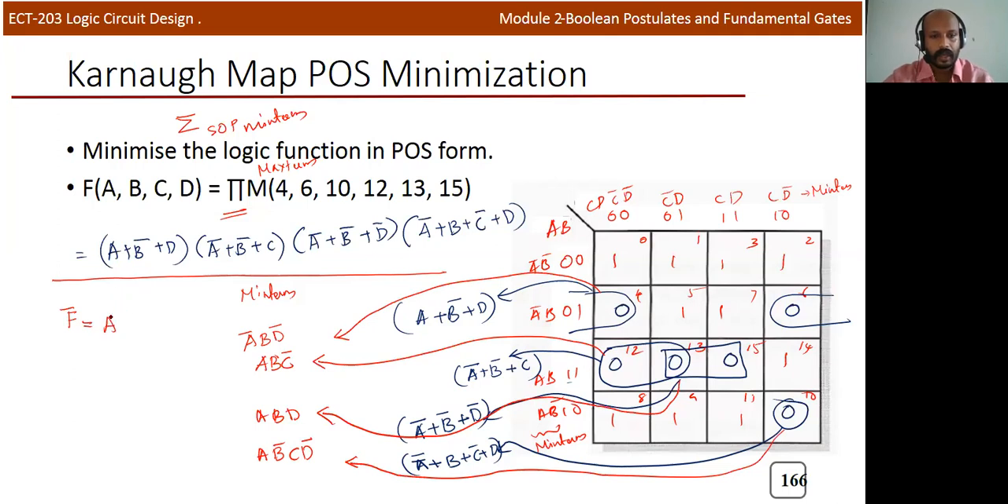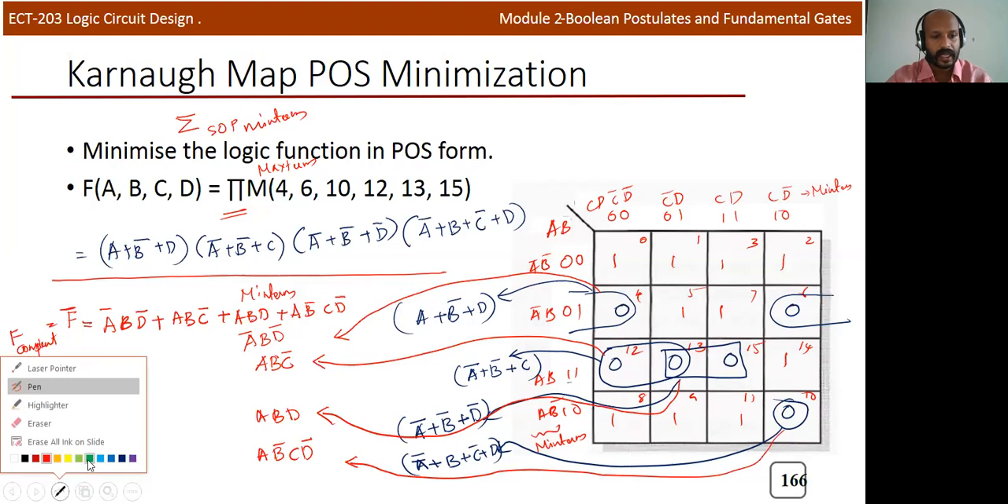So you can write A bar B D bar plus A B C bar plus A B D plus A B bar C D bar. But the given expression is not F, it's actually F complement. So when you write the product term, the result is actually in the complement form. So F complement is given. In order to find F, we need to take the complement of the entire expression.